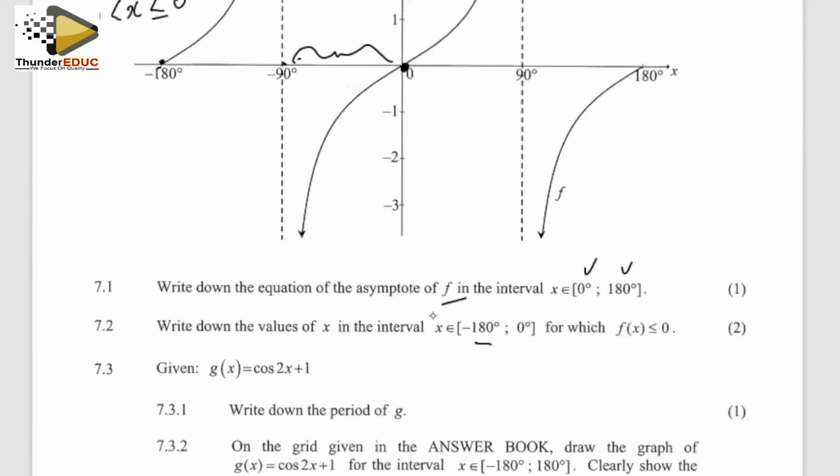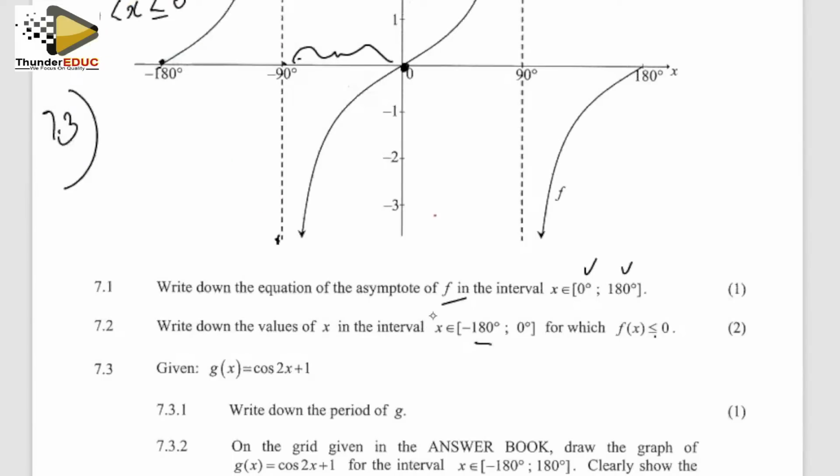Okay, so we have this interval for this section here because this graph should never touch this asymptote. That's why there's no equal sign there. And then the fact that there is an equal sign, it's equal to 0 at negative 180. All right, then 7.3.